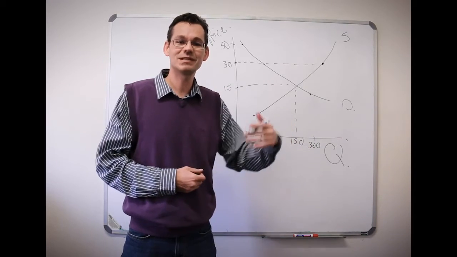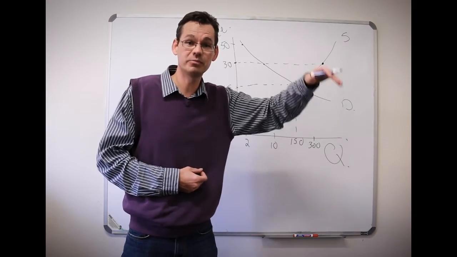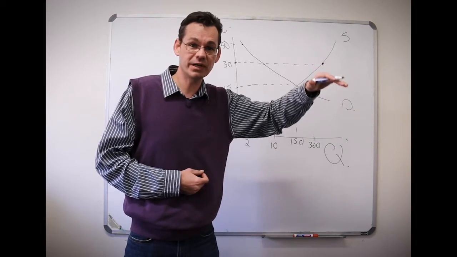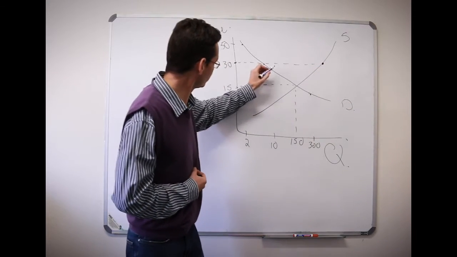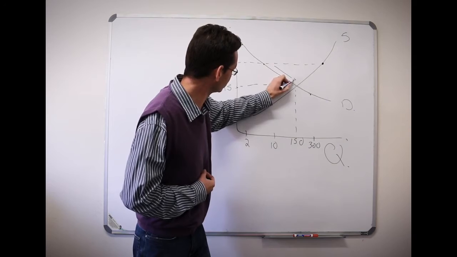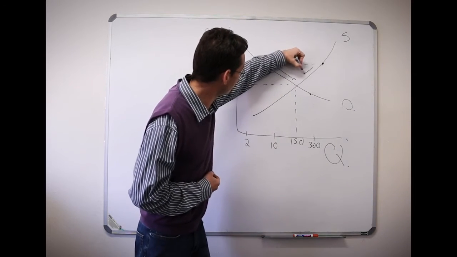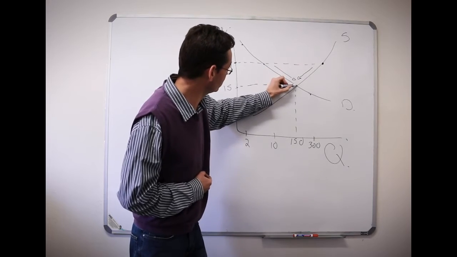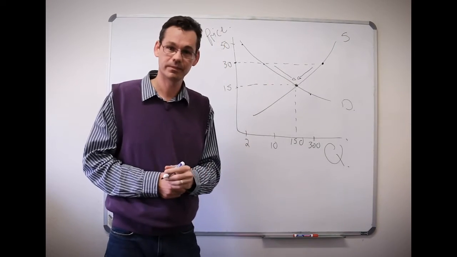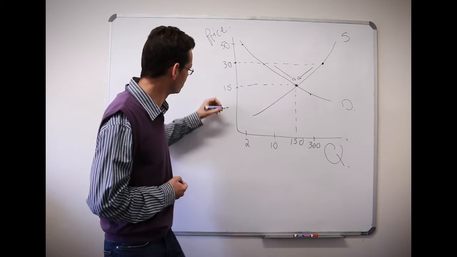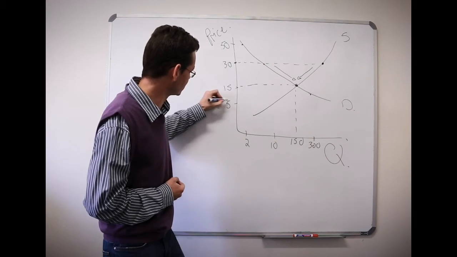So we're going to put it on special, we're going to put it on sale, we're going to bring down the price. As we bring down the price, the law of demand tells us that the quantity demanded will increase. The law of supply tells us that the quantity supplied will decrease, and we're going to move towards that point of equilibrium.